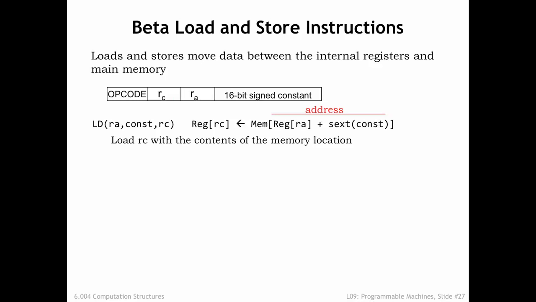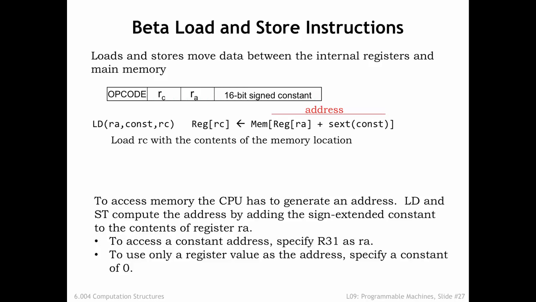Now let's turn our attention to the second class of instructions, load and store, which allow the CPU to access values in memory. Note that since the beta is a load-store architecture, these instructions are the only mechanism for accessing memory. The load and store instructions use the same instruction template as the ALU with constant instructions.